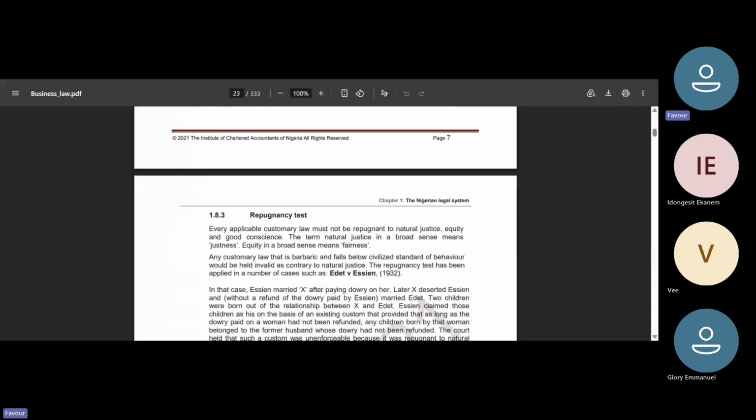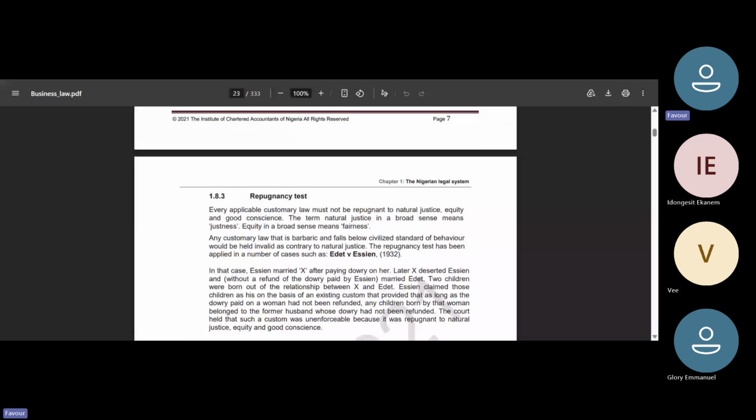It should be just, and it should be in good conscience. That's the doctrine of equity, fairness, and justice, right? So any customary law that is barbaric and falls below civilized standards of behavior would be invalid as contrary to natural justice. For example, if after looking at a law you discover that it's too barbaric and too unjust, it will be considered invalid. Let's look at this case.